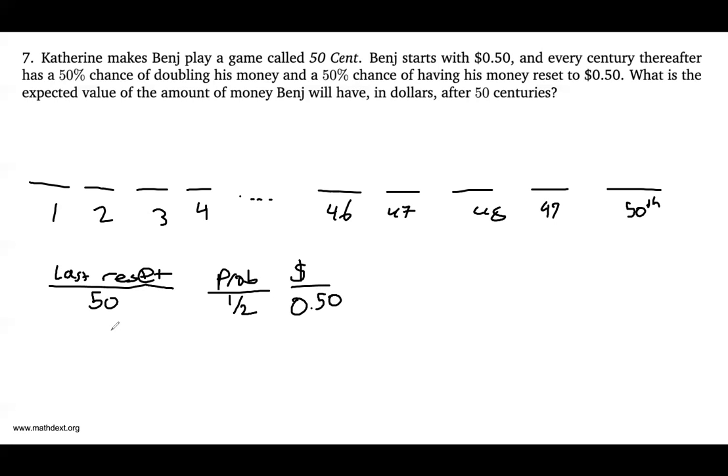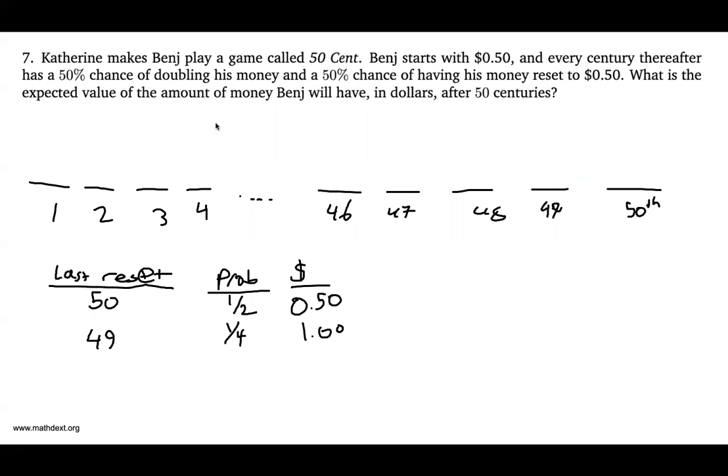Okay, now we can fill in some more spots on the table by imagining the last reset was here, meaning he definitely doubled here and reset there. Well, what's the probability that that happened? The probability that he had a double on the 50th turn is 1/2, and the probability that he had a reset on the 49th turn is 1/2. So the total probability that this happened was 1/2 times 1/2, which is 1/4. And how much money does he have? Well, here he's been reset to 50 cents on the 49th iteration, and then he will double his money on the last turn. So he will have $1.